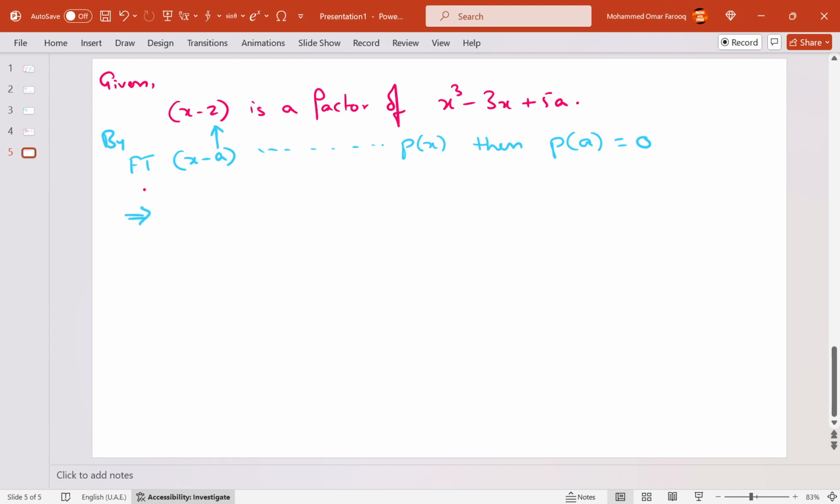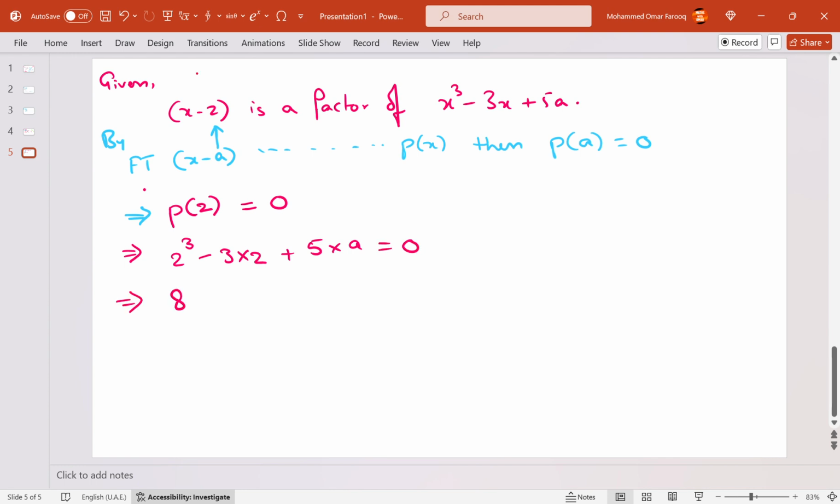So that implies, what is in place of a? 2. So P of 2 is 0. Now let us substitute 2 in the given polynomial. Wherever you have x, you substitute it. So 2 cube minus 3 into 2 plus 5 into a is equal to 0.